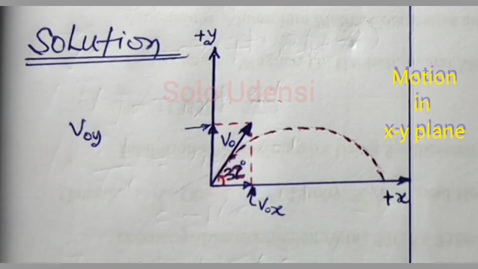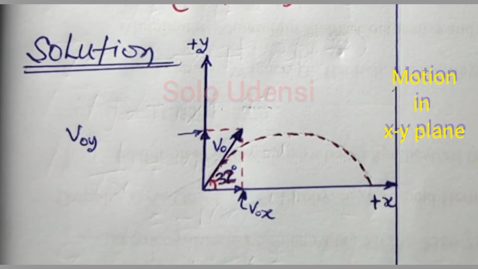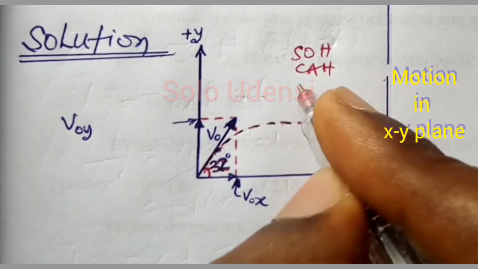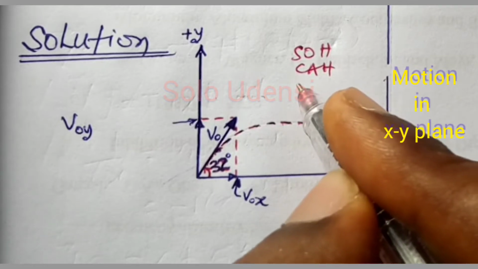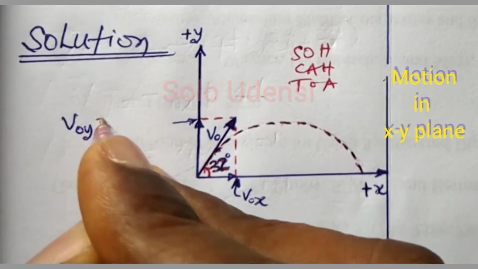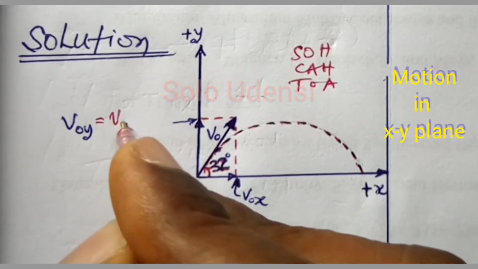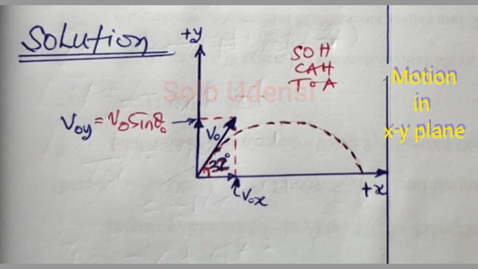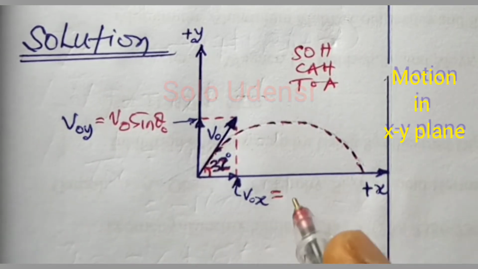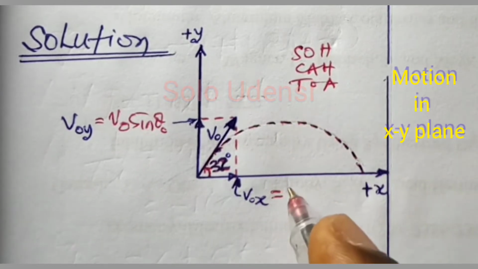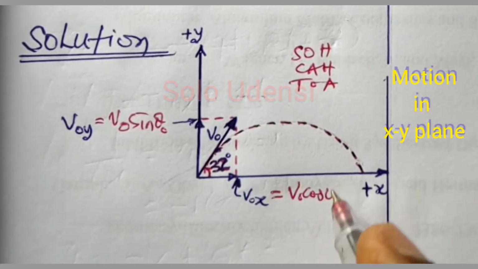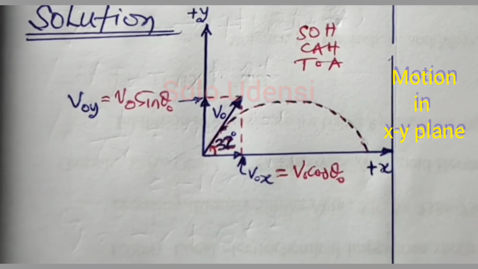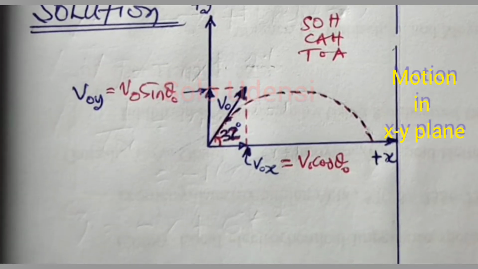So we draw the trajectory of the stone and try to use SOHCAHTOA to obtain the components of the initial velocity. For the y-axis it will be v naught sine theta naught. Let's say the 32 degrees is theta naught, while on the x-axis it will be cos, v naught cos theta naught. So let us now solve the first one, which is the magnitude of velocity after 1.8 seconds.